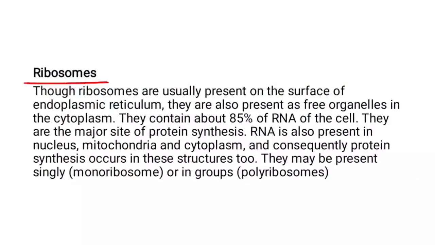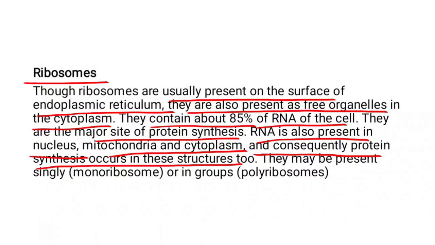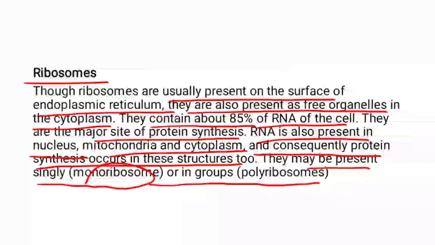Ribosomes. Though ribosomes are usually present on the surface of endoplasmic reticulum, they are also present as a free organelle in the cytoplasm. They contain about 85% of the RNA of the cell. They are the major site of protein synthesis. RNA is also present in the nucleus, mitochondria, and cytoplasm, and consequently protein synthesis occurs in these structures too. They may be present singly, called monoribosomes, or in groups, called polyribosomes.